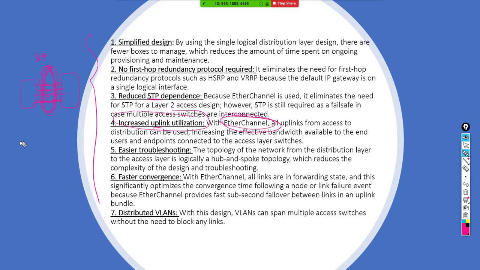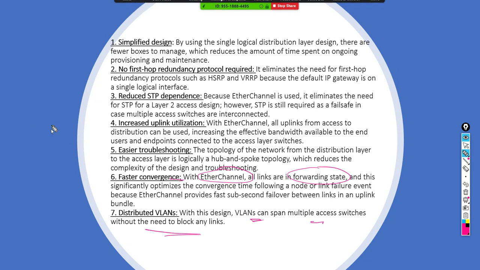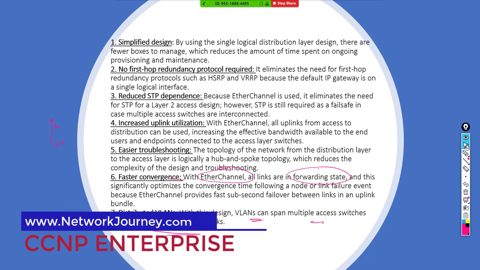I will bundle them together. How does it look? It will look like a single link. Even though there are 4, it will look like only a single link, and this single link will be capable of 4 gigabits per second. We have a lab, a dedicated class, so we will see that. It's easier to troubleshoot, with faster convergence and distributed VLANs. We have multiple VLANs and multiple access switches without blocking any of the links. Faster convergence is a concept where all the links are in forwarding. There is no STP blocking happening, so it's all forwarding in nature.